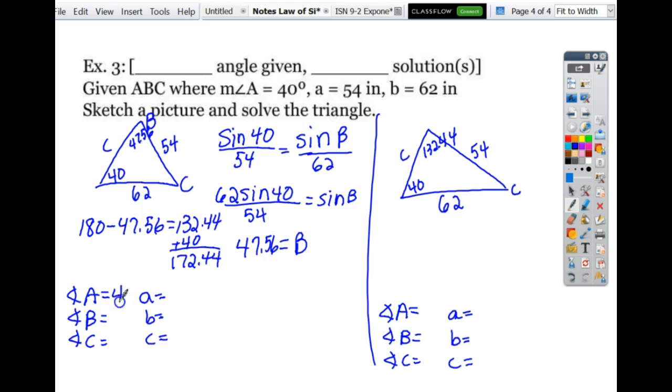So we know angle A is 40. I know angle B is 47.56. I know side A is 54, and I know side B is 62. Over here, I have 40, I have 132.44, and this is 54 and 62.